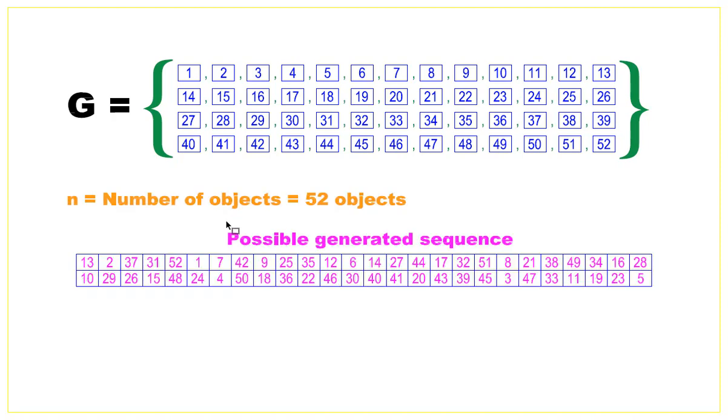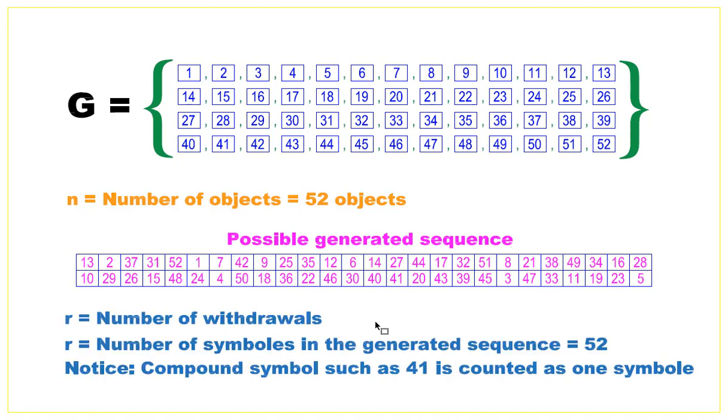Now we have a look at a possible generated sequence, which is this sequence here. We couldn't write it on one line, so we wrote it in two lines here. And in this generated sequence, we have 52 symbols. We have to pay attention that 40 doesn't mean two symbols, so all of 40 is one compound symbol, so this is one symbol.